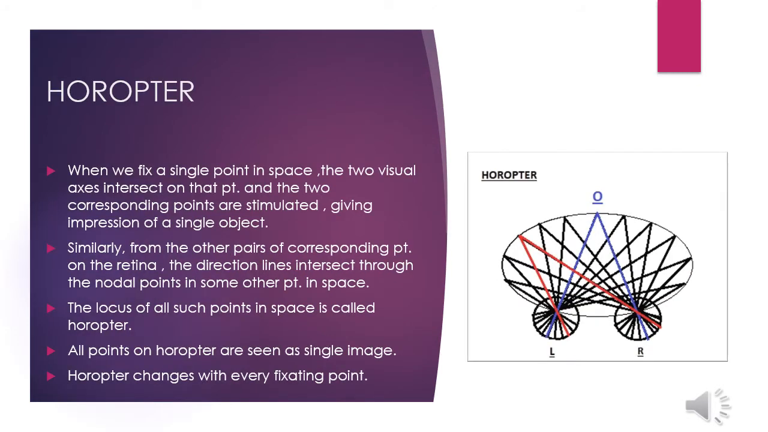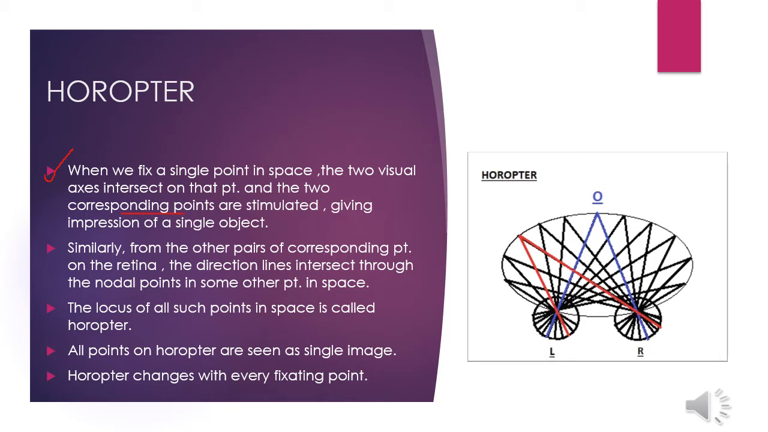So let's understand what Horopter is. Now that we've understood corresponding points, I think understanding Horopter would be easier. So let's recollect what we've learned. First thing that we've learned is that when we fix a point in space, for example O in the given figure, the corresponding points, that is the fovea, get stimulated and we perceive a single object, isn't it?